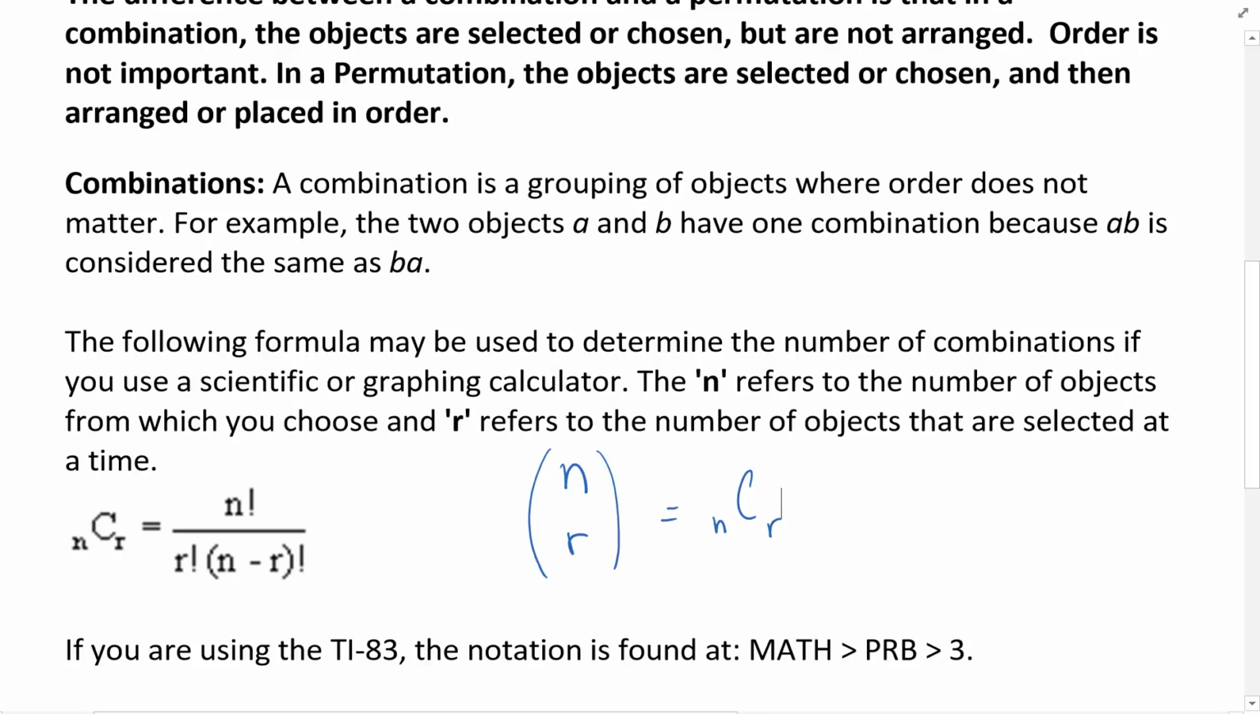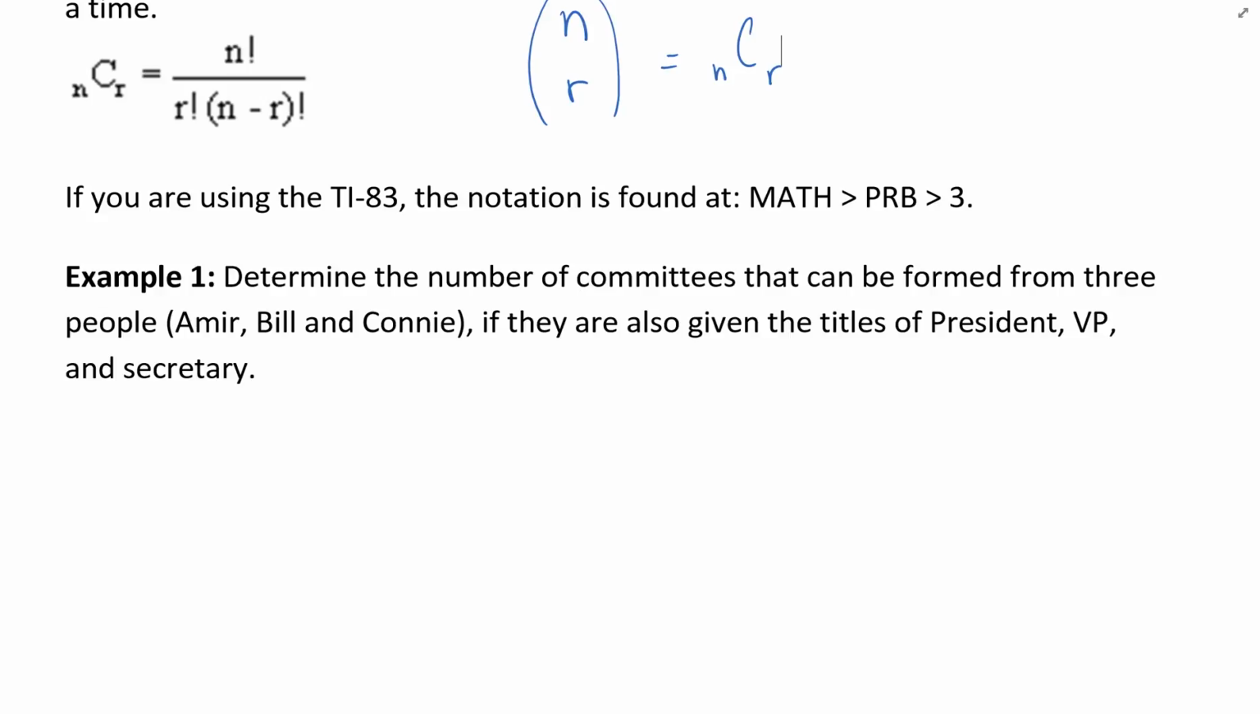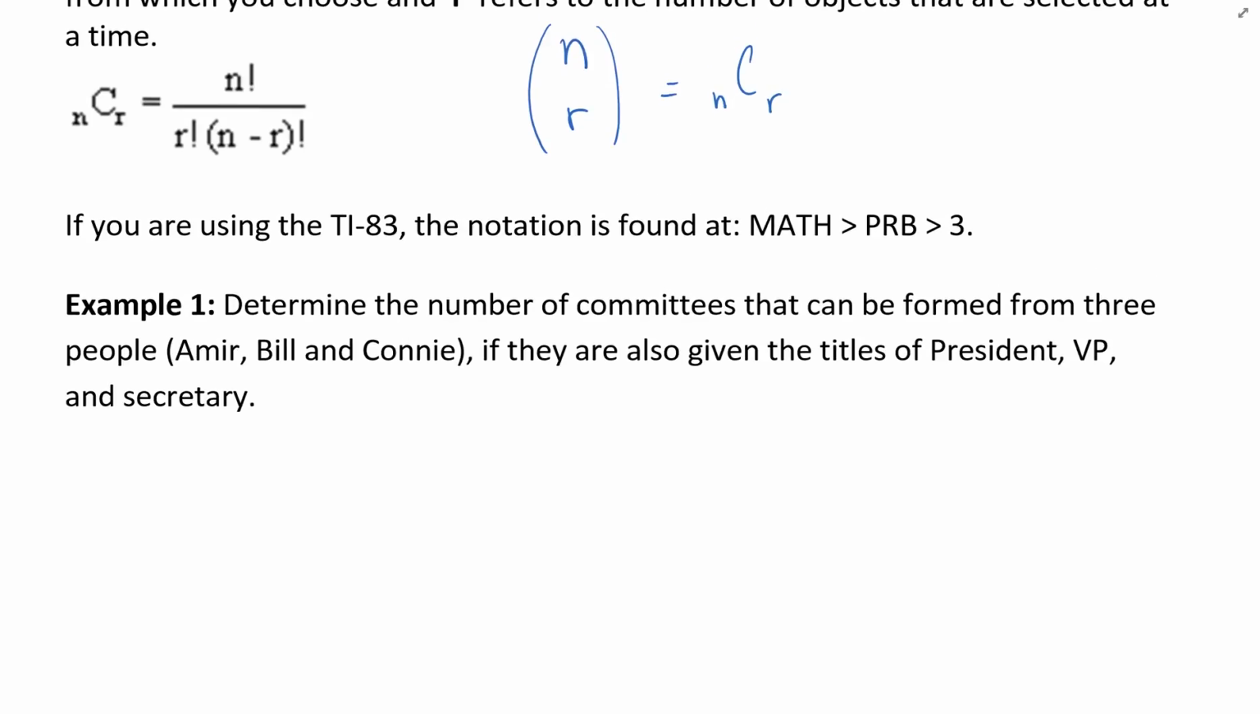So let's take a look at an example first, and then we'll talk a little bit more about why this is different than what we were doing before. On the TI-83 I've just shown you here, you go back into that probability menu, and you'll see this nCr. It's right beside your nPr, so it's very important to choose the correct one.